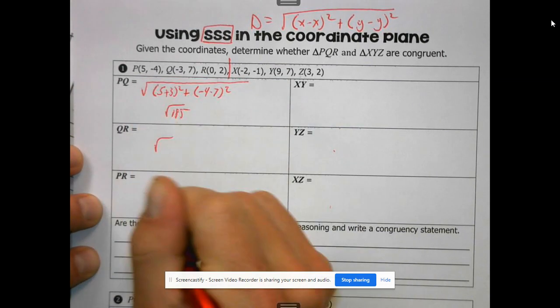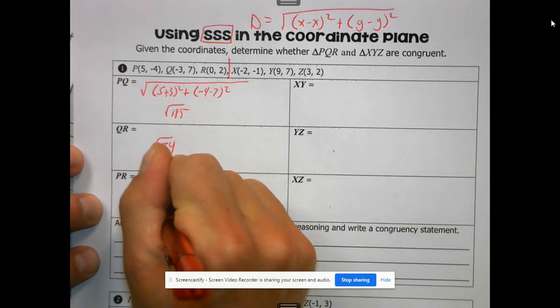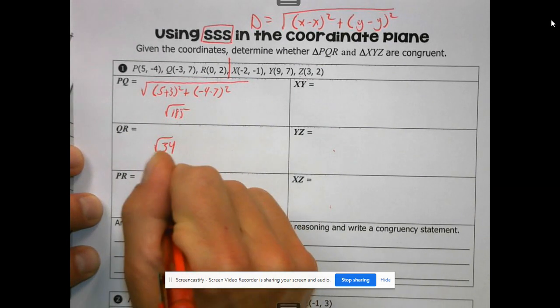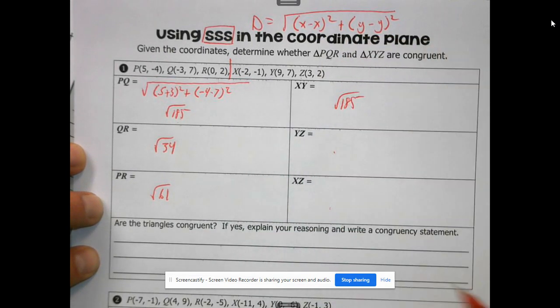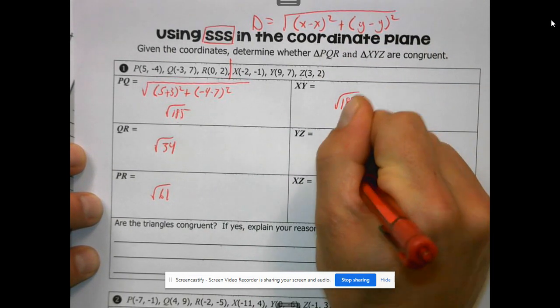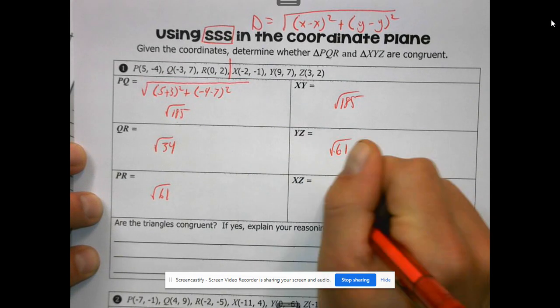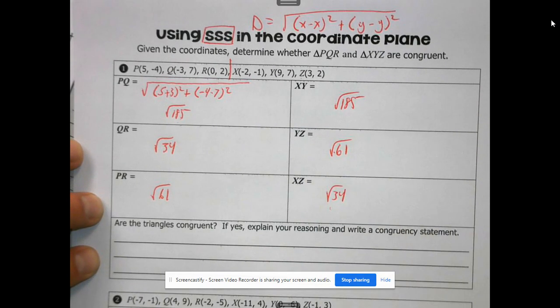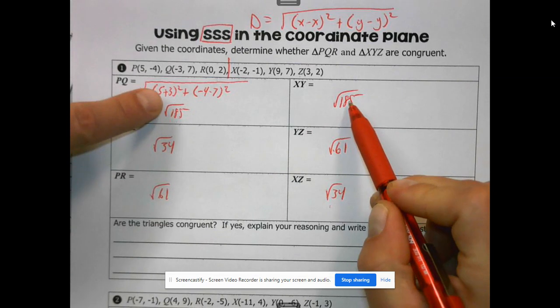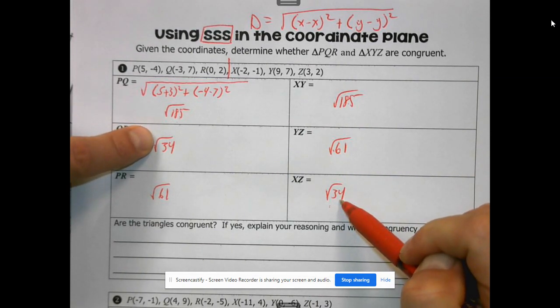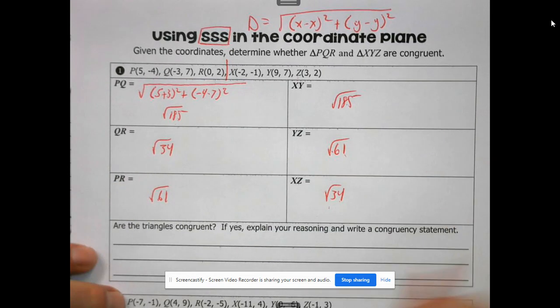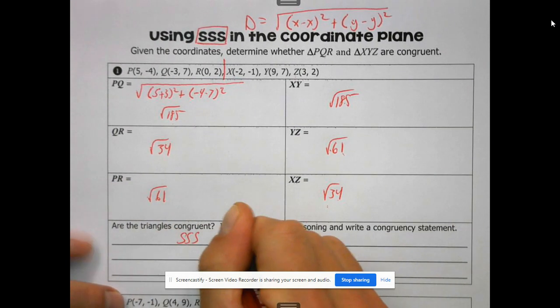All right, QR comes out to be square root 34. PR square root 61. XY comes out to be square root of 185. YZ is square root 61. And XZ is square root 34. Yes, it works. There's one set of congruent sides. There's another set of congruent sides. And there's your third set. Are they congruent? Yes, side, side, side.